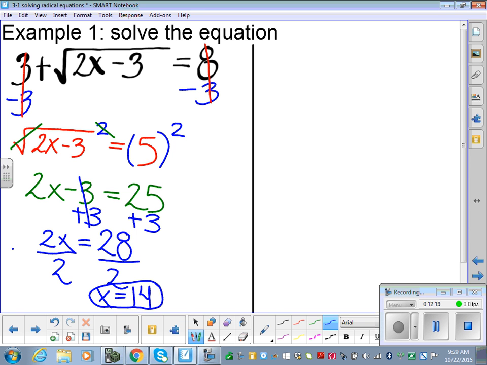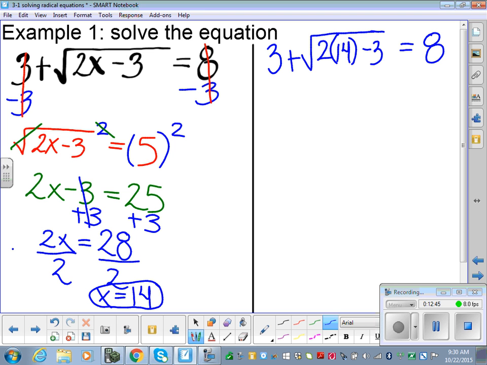So now I go back up here. I leave myself a side over here to go ahead and check our answers. So we're going to plug it back into the original problem. So we're plugging it back in for x, since that's what we solved for. So the original equation was 3 plus the square root of 2 times x. What was x? So 2 times 14 minus 3, and that better be equal to 8. Does everybody see how I plug it into the original problem?